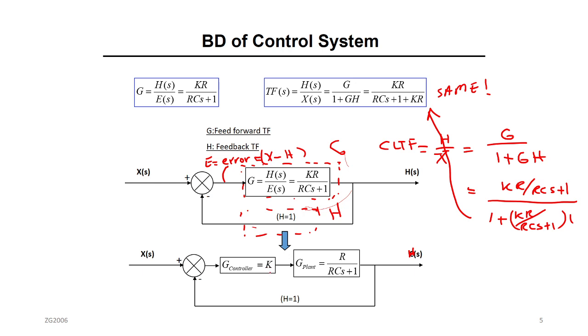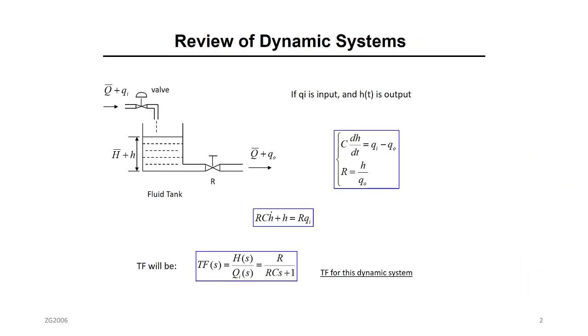All right? Now, see, this K is what? K is the proportional controller. What is this R over RCS? Did we see this before? We call it the plant. What do I mean by plant? The plant is the transfer function of the original system before adding controller. The plant, we don't change the plant. The plant cannot be changed.